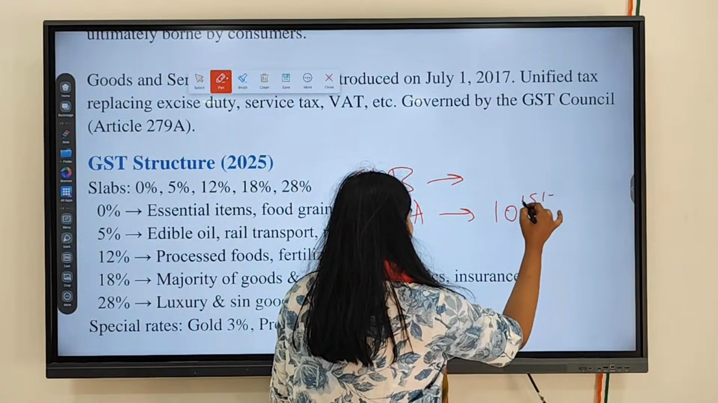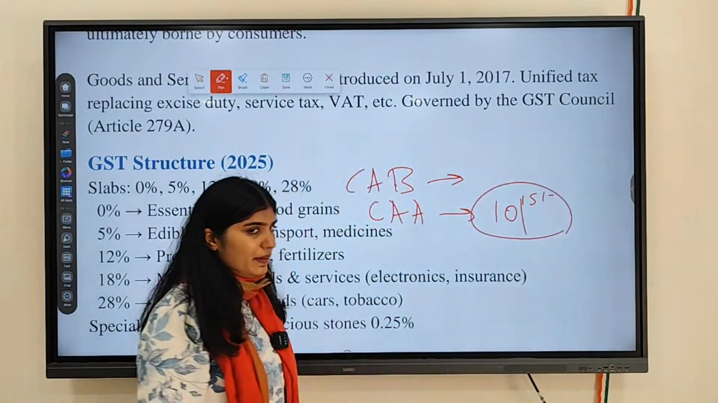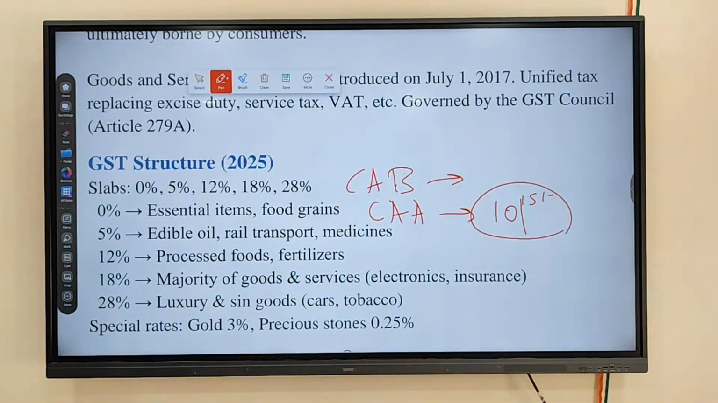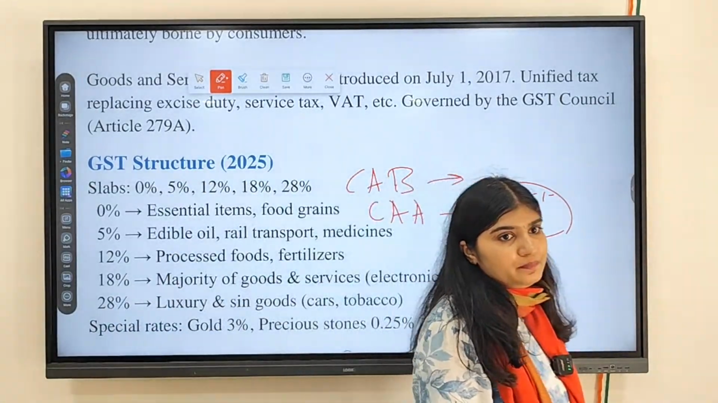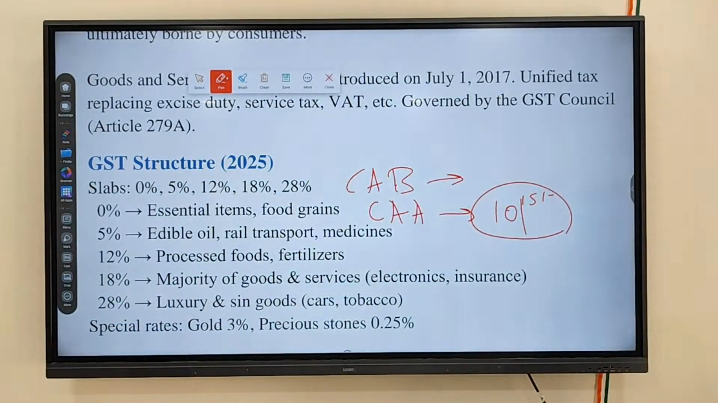The 101st Constitutional Amendment Act is related to the GST in our Constitution. Constitutional Amendment Bill 128. Just check on Google. Which is the Constitutional Amendment Bill related to the GST? What is that number?